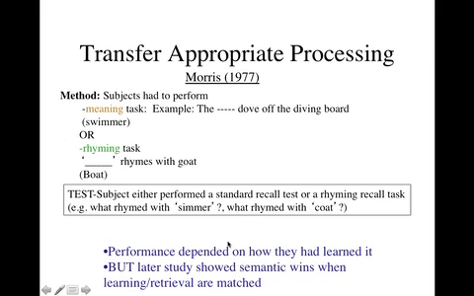Generally speaking, all things being equal, it's better to encode information in terms of the semantic meaning if there's no specific retrieval cue that has to do with something other than the meaning. So implications for studying, for instance, you probably shouldn't try rhyming the words that you're learning, the terms that you're trying to learn. You're much better off learning the meaning of those words and encoding it more deeply.